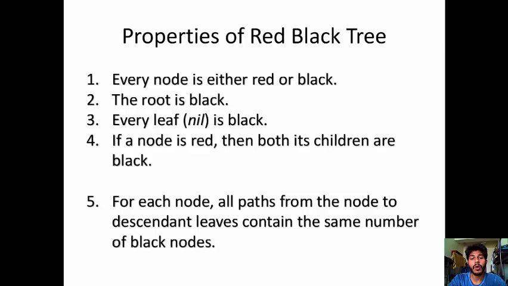For each node, all paths from the node to descendant leaves contain the same number of black nodes. This means that whenever we point to a particular node, then all the paths just below that particular node should have the exact same number of black nodes.